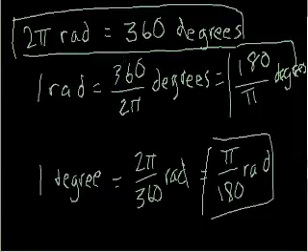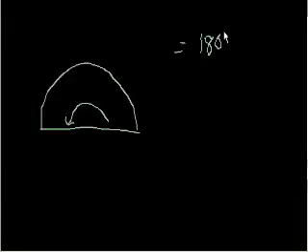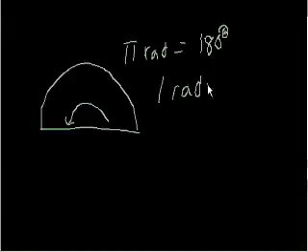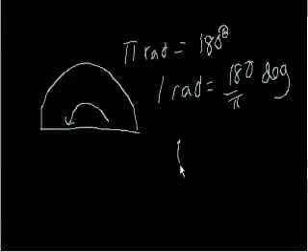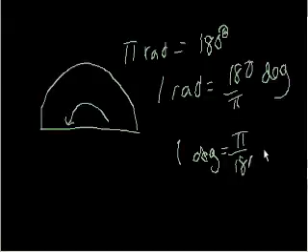Or another way, which makes the algebra a little simpler, is if you just think of a half circle. A half circle, this angle is 180 degrees, right? 180 degrees. That's a degree sign. I could also write degrees out. And that's also equal to pi radians, right? So pi radians equal 180 degrees, and we can get the same math. 1 radian equals 180 over pi degrees, or 1 degree is equal to pi over 180 radians.